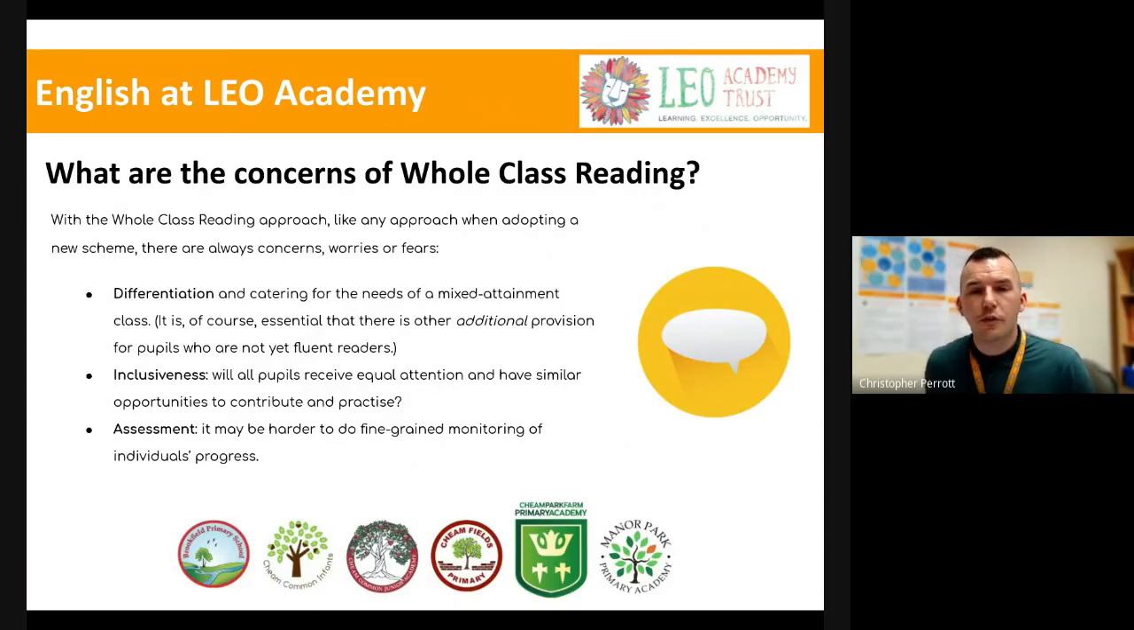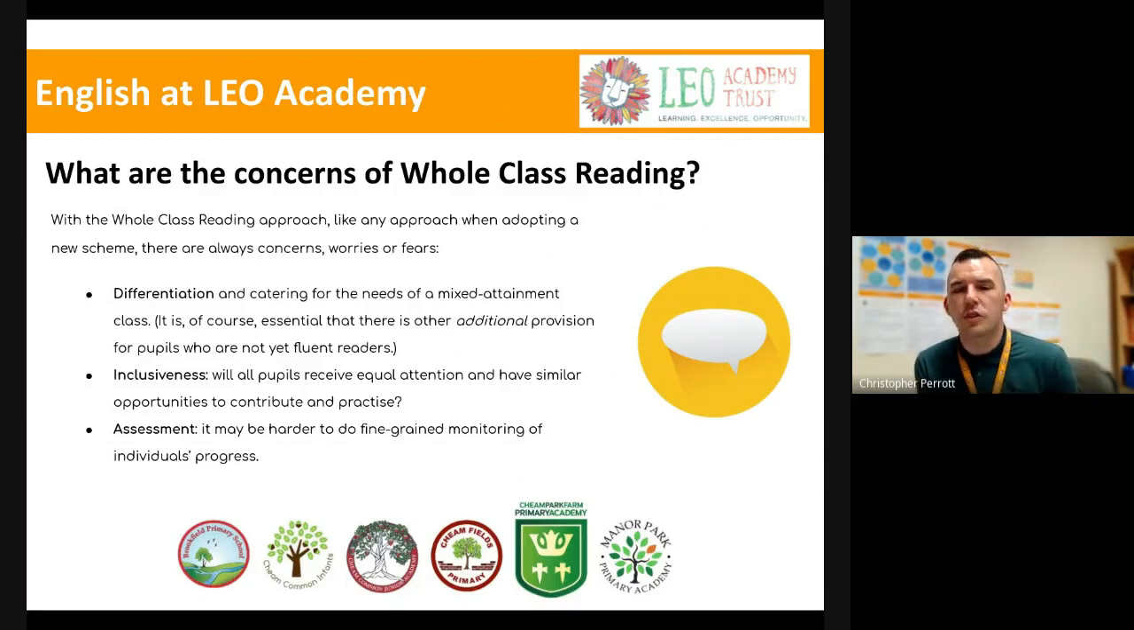Now, I know that for many, not just within Leo, there are those concerns, and we will address those today. But the three biggest concerns are, how do you differentiate within a whole class reading? How do you cater for the needs of mixed attainment classes? And as someone on the ground floor who's done it, it is tricky. It is a hard job. And actually, there are ways that you can ensure differentiation is there.